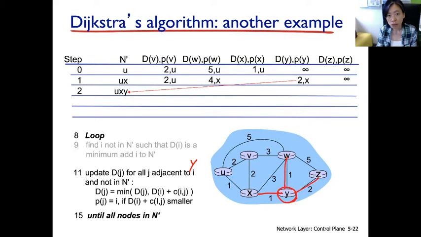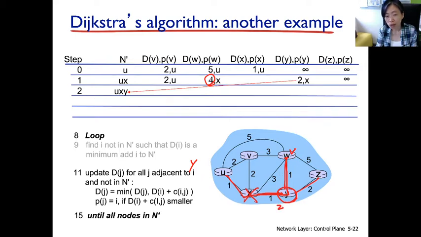But these nodes cannot be in N prime yet. Let's see, x is already in N prime, so let's exclude that, and consider only w and z. So what was the D(w) currently? 2. What is the new path we are exploiting here? It's this one here, isn't it? So 2 plus 1 being 3.